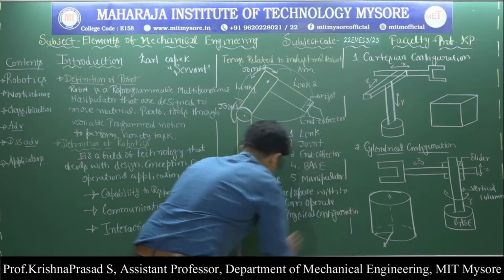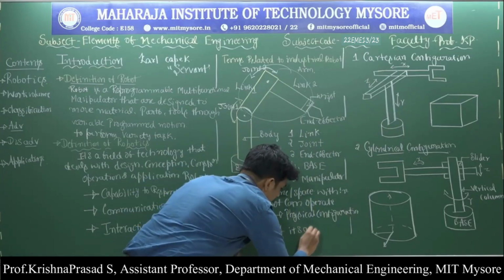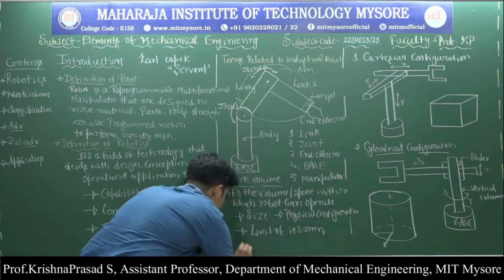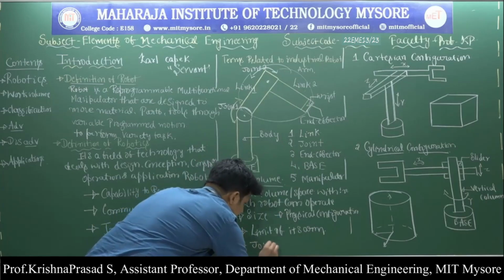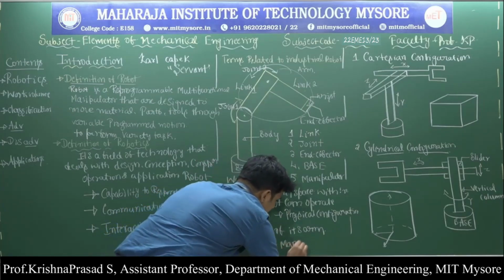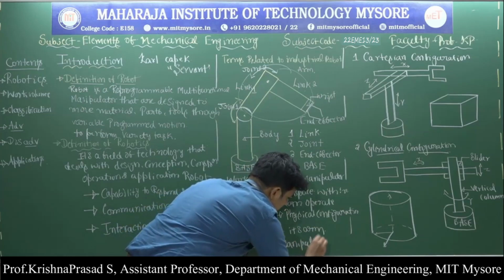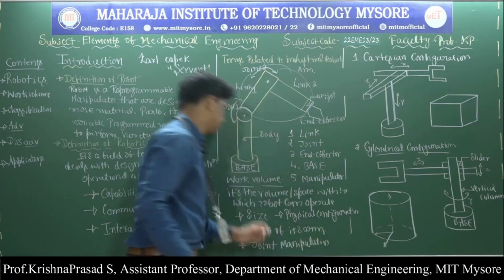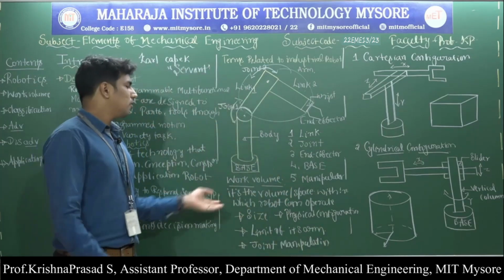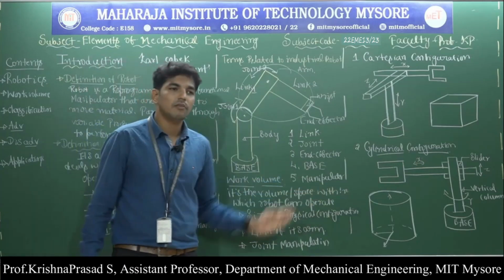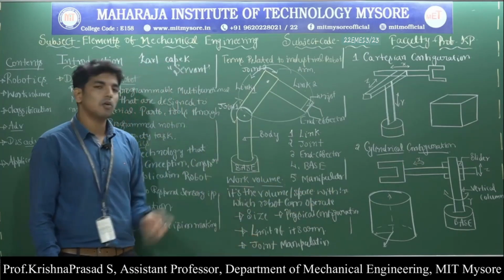Next one, it is called limit of its arm. And fourth one, it is called joint manipulation. So this is regarding the work volume. What is the work volume? It is the volume or a space within which robot can operate. It is called as the work volume.